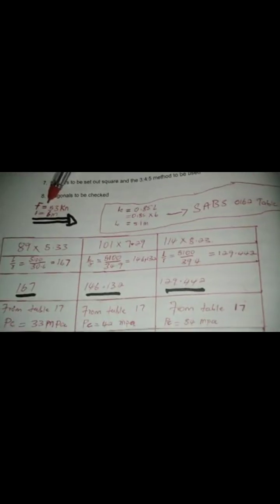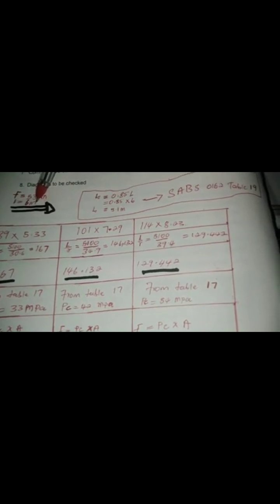So now, ladies and gentlemen, let's start with our calculations. From the given information, we are given the force of 53 kilonewtons and the length of 6 meters. So we need to calculate. We start by calculating the effective length. This statement is going to guide us to find a formula to calculate the effective length. So we are going to get a formula from table 17. Sorry guys, it's not table 17, it's table 19.